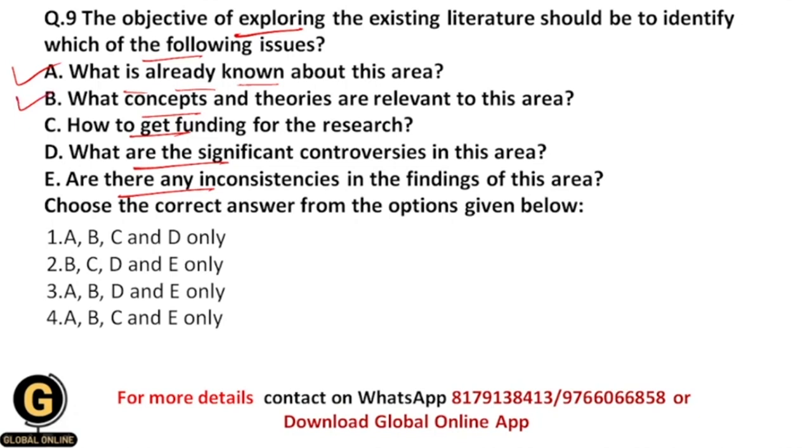Then what are the significant controversies in this area, we should know that. For that again we review the existing literature, and we also need to know whether there are any inconsistencies, meaning whether there are any gaps in the findings of this area or not. That's why we do the review of existing literature, and that's why your correct answer here should be 3, that is A, B, D and E only.